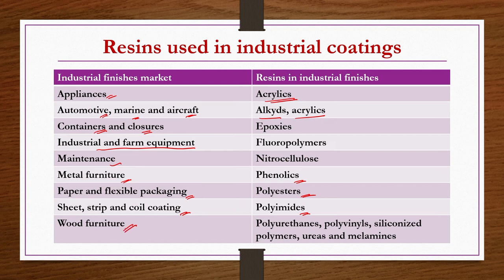If you are applying industrial coatings on wood furniture, then polyurethanes, polyvinyls, siliconized polymers, ureas and melamines can be used. Remember, the name industrial coatings is given to these products because these are applied on or for industrially produced products. That is the reason these are known as industrial coatings, which we have seen in the beginning of the lectures in the current chapter already.